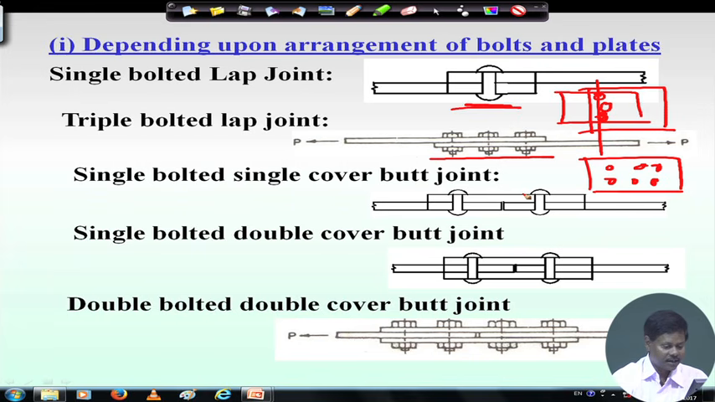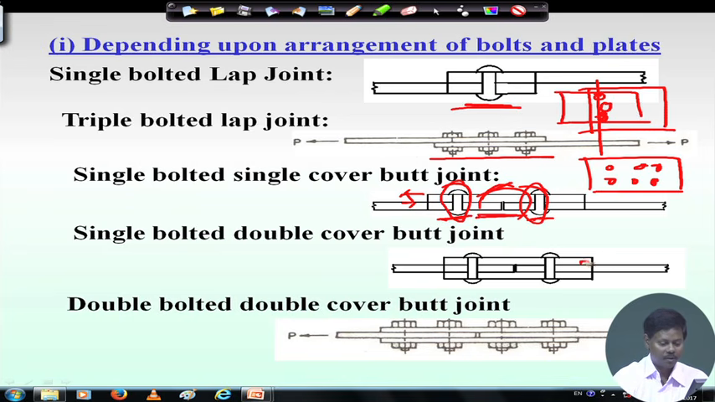Then single bolted single cover butt joint. We know butt joint means 2 plates are connected in the same plane with an extra plate, which is called the cover plate. Here we have a cover plate of this thickness, and we have one bolt here and another bolt here. That is why in each plate we have a single row of bolt, and it is called single bolted single cover butt joint.